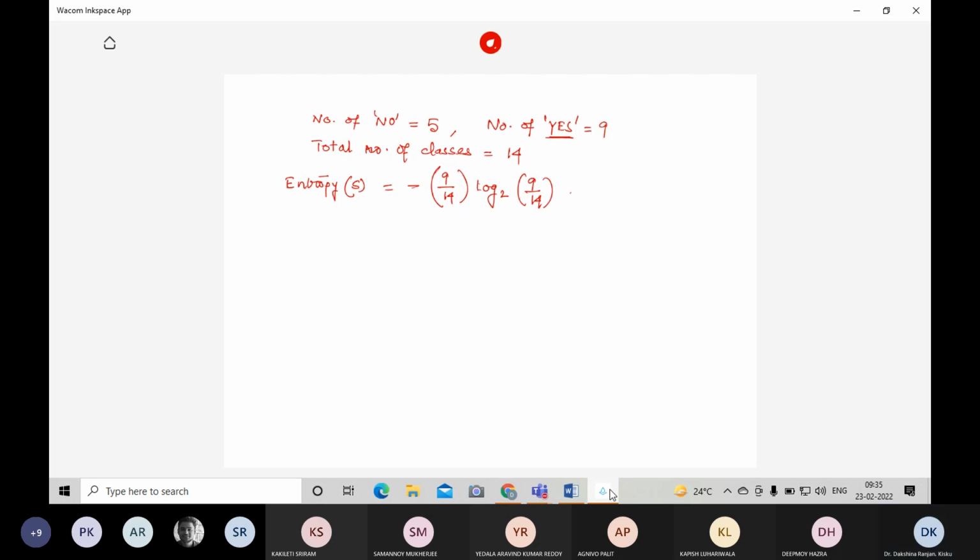So here we will get 5 by 14, and log of 5 by 14. And this will give us some values.